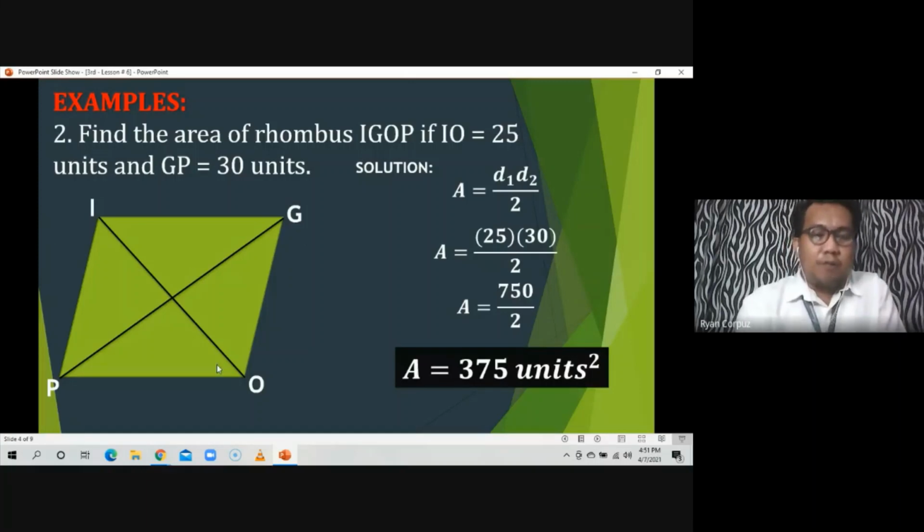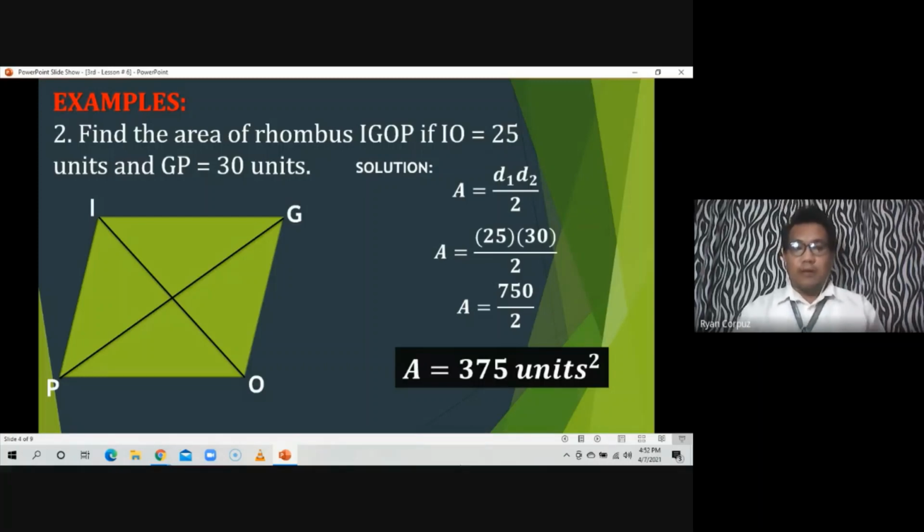Since there's no unit of measurement involved in the problem, and since we are going to find the area of that given rhombus, it should be in square units. So kapag walang unit of measurement, it should be in square units pa rin dapat siya. So it should be units squared or square units. So the area of the given rhombus is equal to 375 square units. So ganito rin yung kalalabasan natin even if we do cancellation. So 30 divided by 2, that would be 15. And 25 times 15, that would also be equal to 375.